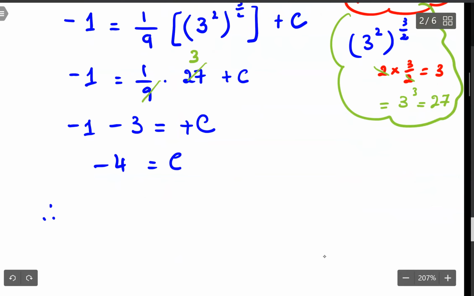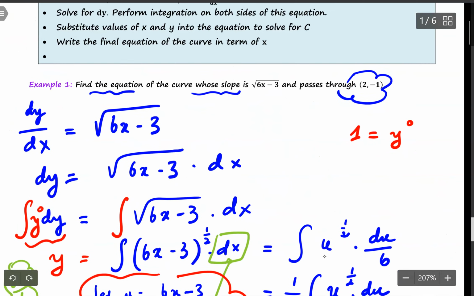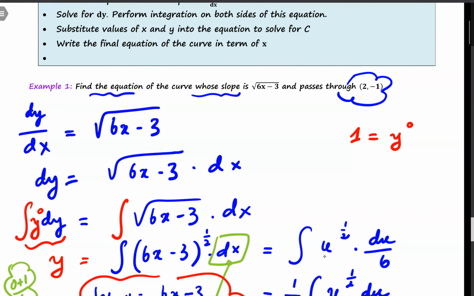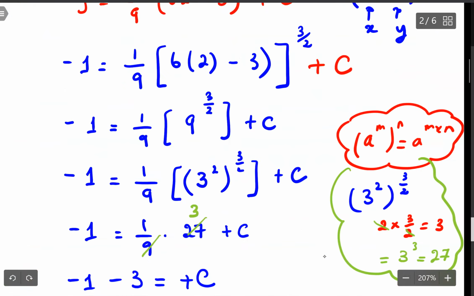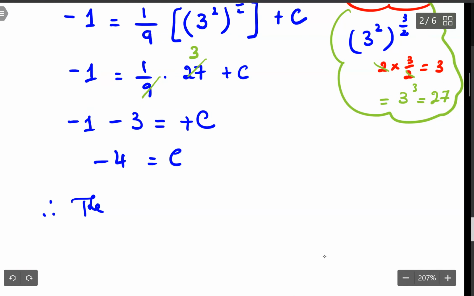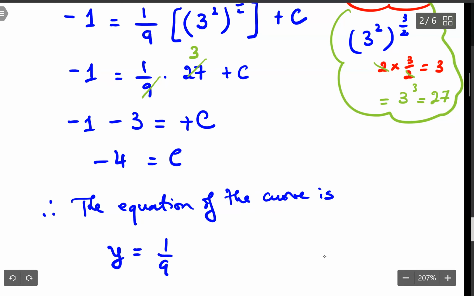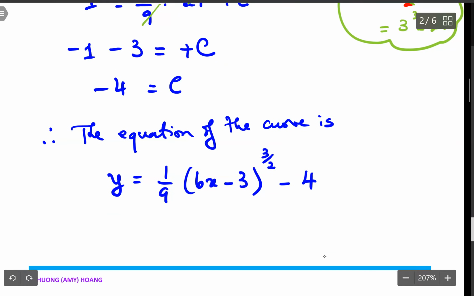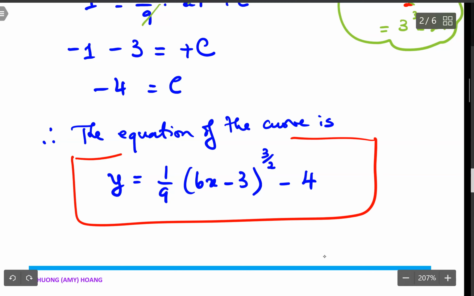Therefore, the question asked me to find the equation of the curve whose slope is equal to square root of 6x minus 3 and passes through 2 and minus 1. So the equation of the curve is y equal to 1 over 9, 6x minus 3, all of it raised to exponent 3 over 2, and instead of writing plus c, I will write minus 4. Alright, thank you everyone.